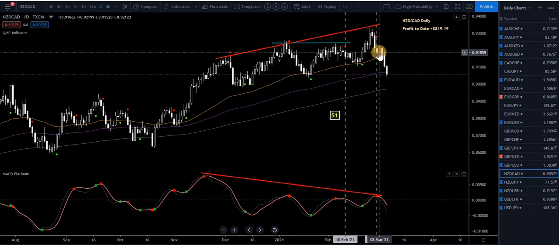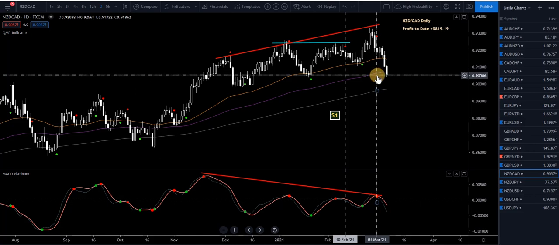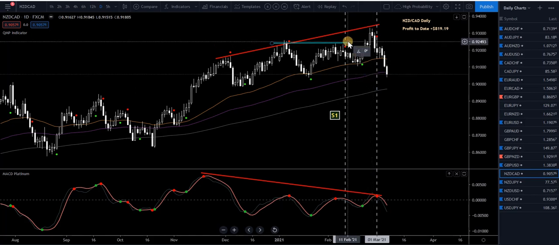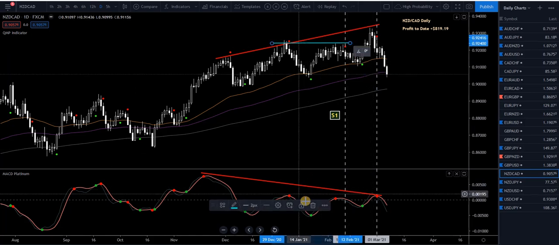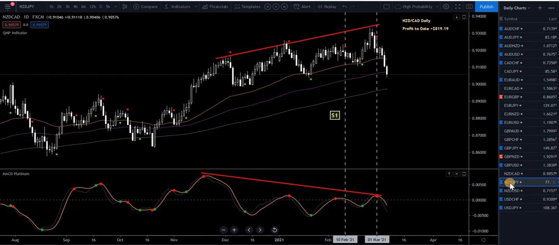But I didn't take that sell trade, and not the smartest thing I've done, but it happens. Can't lose any money if you're not on a trade, I guess. New Zealand yen.